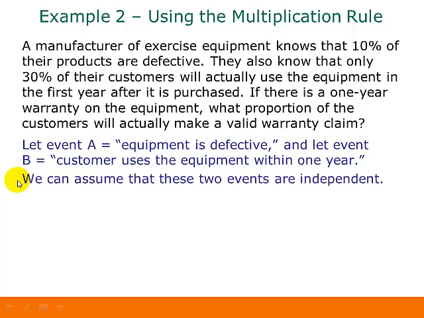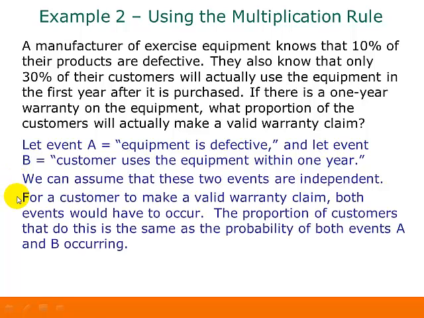We're going to assume that these two events are independent, and for a customer to make a valid warranty claim, both events would have to occur. So again, the product would have to be defective and the customer would have to use it or try to use it within the first year.